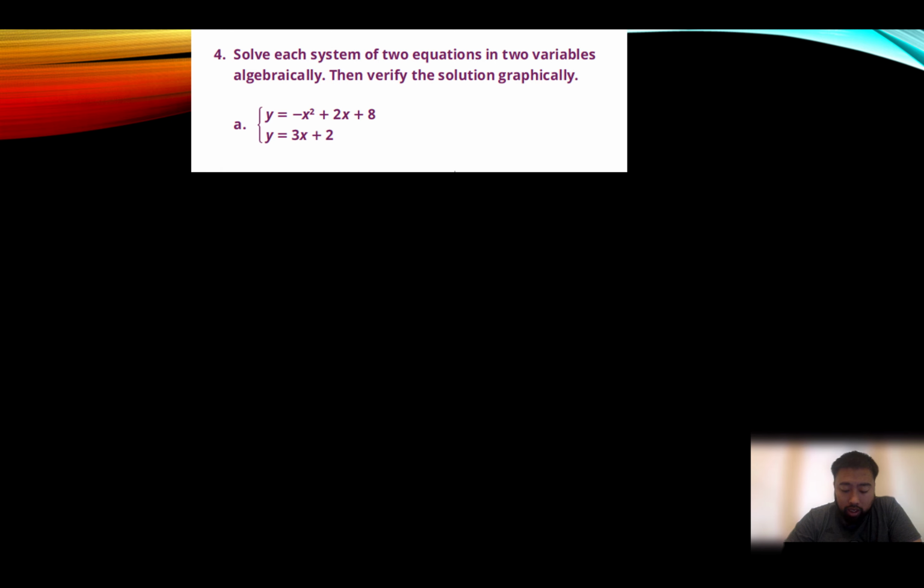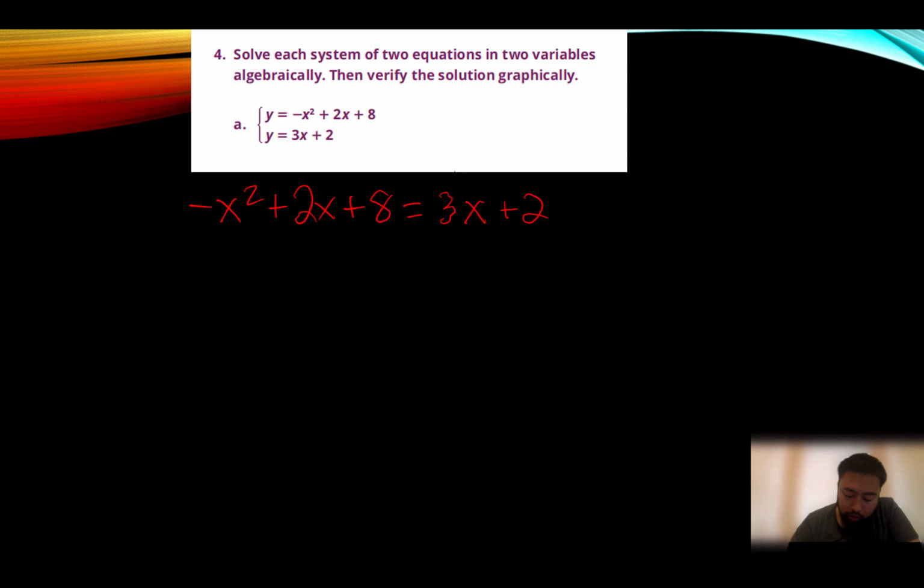Alright guys, we're going to solve each system of two equations in two variables algebraically. So if you notice in A, both of them are equal to y, so we can set them equal to each other. So we get -x squared plus 2x plus 8 equals 3x plus 2.